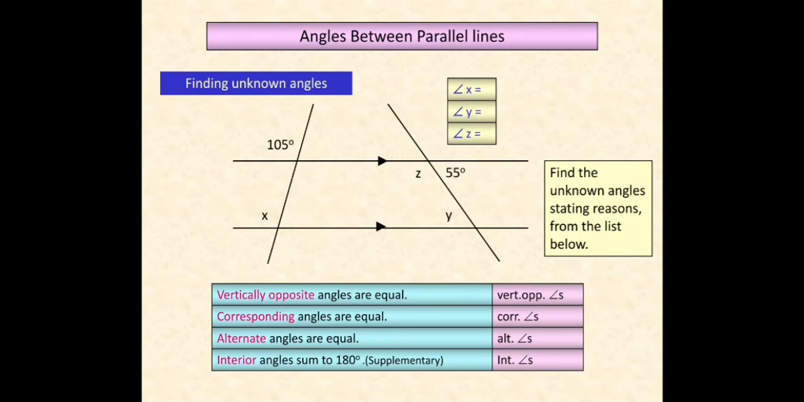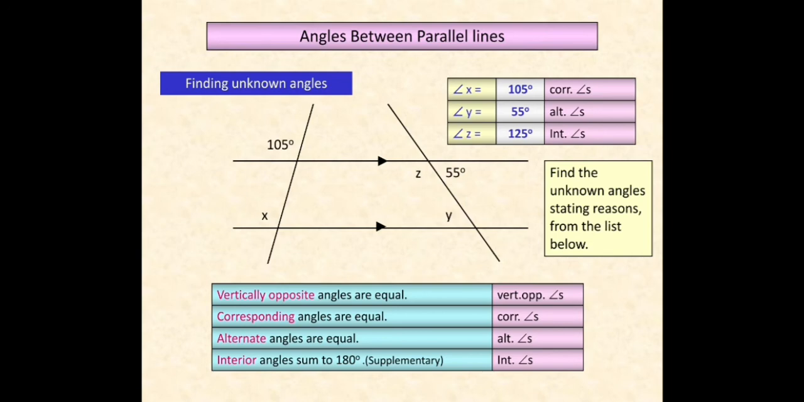Also, in this case, they are asking about X, Y, and Z. First, we need to find the angle X. As you can see here, 105 and X are corresponding angles having the shape of an inverted F. So X is 105, corresponding angles. When we move to the angle Y, we can find that Y is equal to 55, alternate interior. You can see the shape of a Z, so it's alternate interior with 55. And with respect to Z, we already know that Y and Z are interior, so their sum is 180.